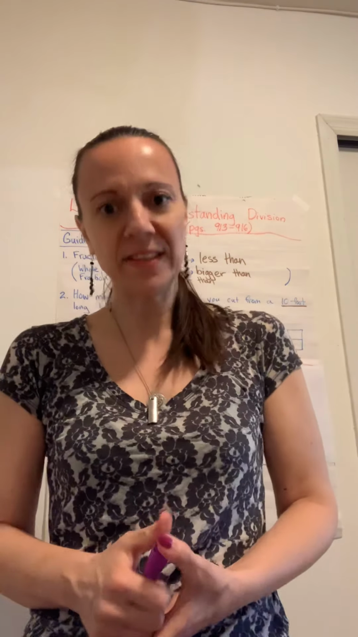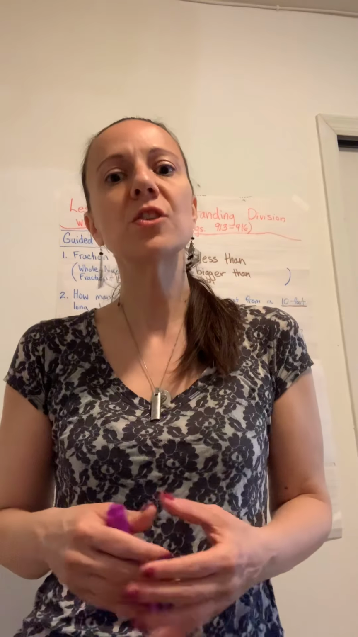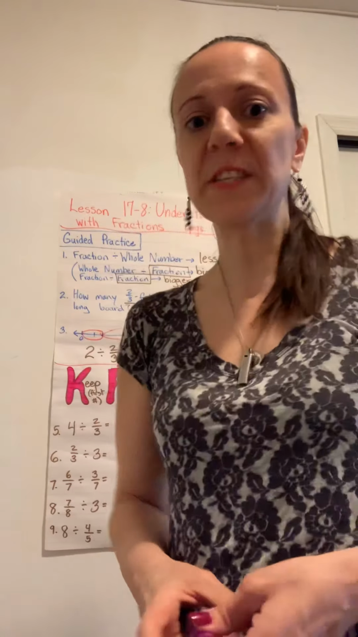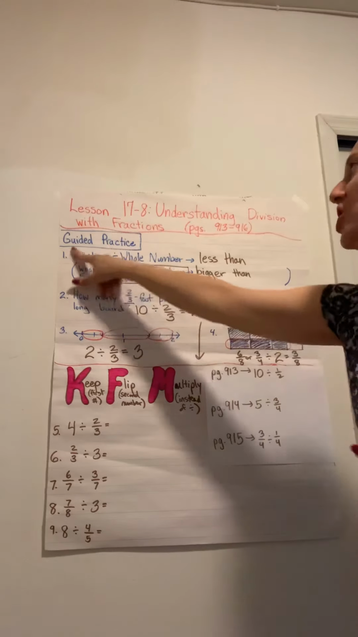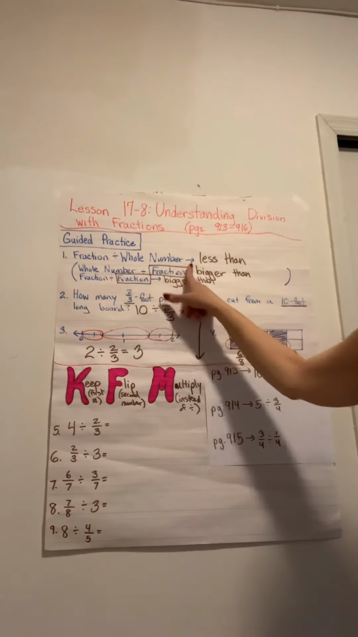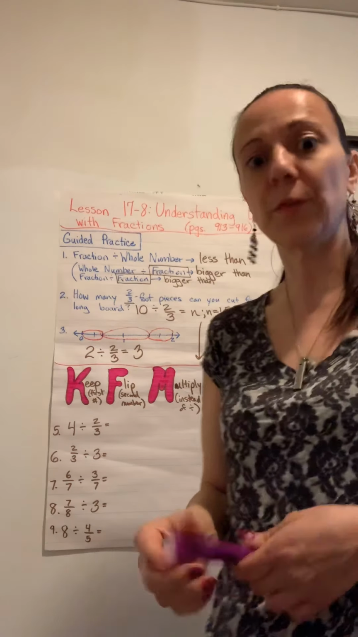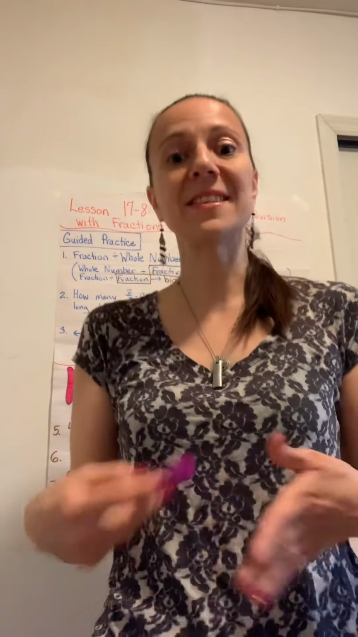So on the guided practice on page 915, number 1 asks you to do some reasoning about whether your answer, the quotient, when you divide, is going to be greater than or less than the numbers that you're working with. So the question specifically in number 1 asks you about this type of problem, a fraction as the dividend divided by a whole number as the divisor. You can see I've already written the answers up for you to check. Your answer in this case is going to be less than.